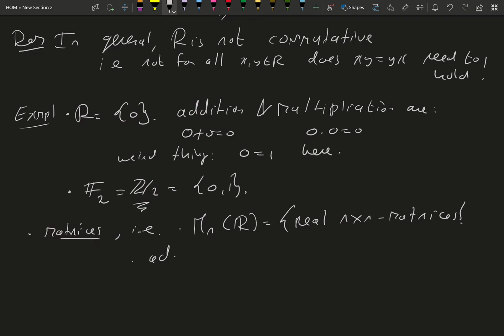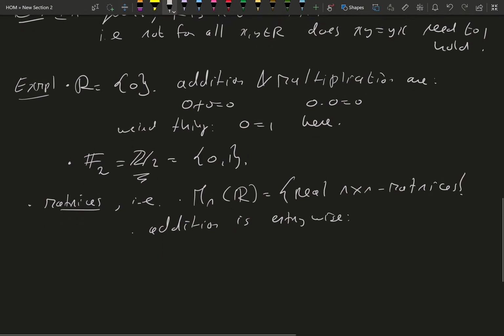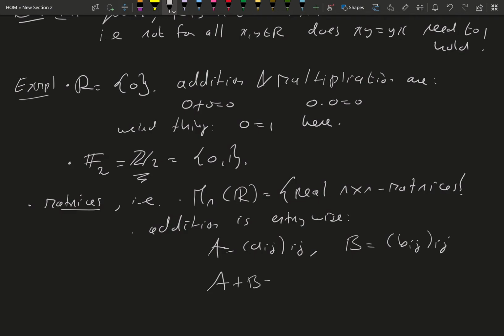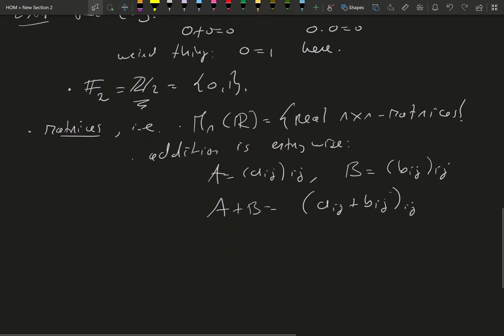With addition is entry-wise. So if you have a matrix A is Aij, and B is Bij, then A plus B is Aij plus Bij, like so. Okay, and the multiplication is matrix multiplication.